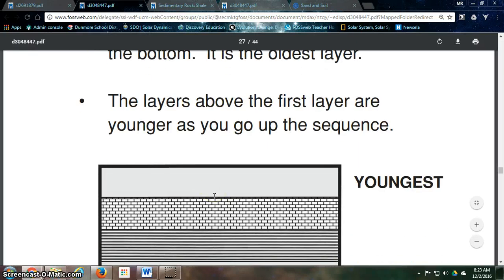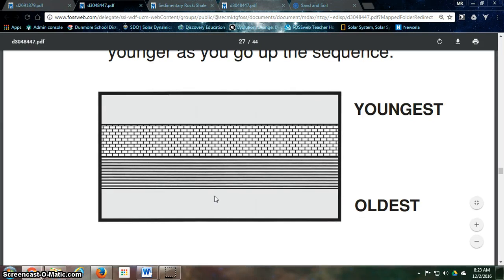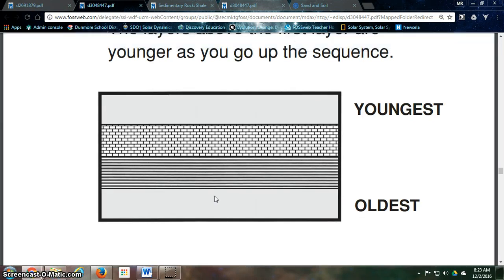And I always use the example of the laundry piling up in your bedroom or in your hamper. The older laundry that you wore a couple days ago is going to be at the bottom, and as each day goes by, you're going to put the clothes you're wearing on top of that. So the oldest clothes are at the bottom of the hamper or at the bottom of the floor of your room, and you're piling up the laundry as the days go by, getting each day a new set, the youngest set of clothes, on top of that pile. And same thing with the rocks: older rocks down at the bottom, youngest rocks at the top.